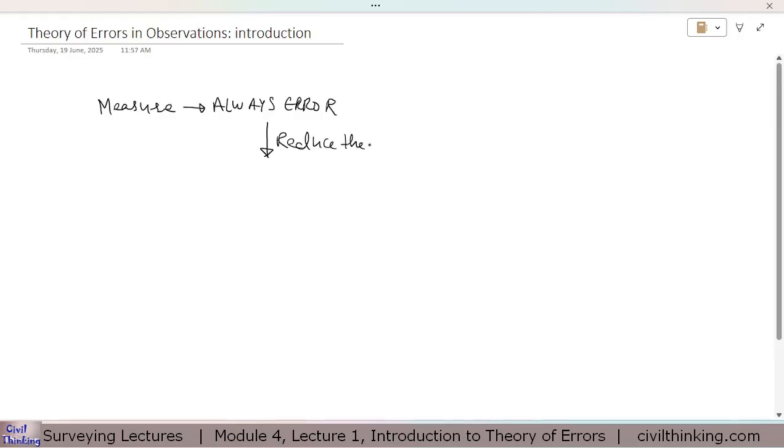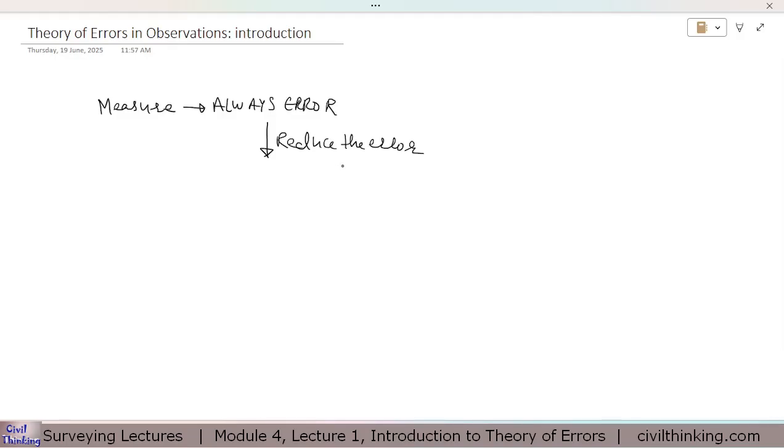When we measure something, it does not matter what device you use or how experienced the surveyor is, there is always error. We cannot fix this one hundred percent. We can reduce the error or keep it within the permissible limits, but we can never remove it.